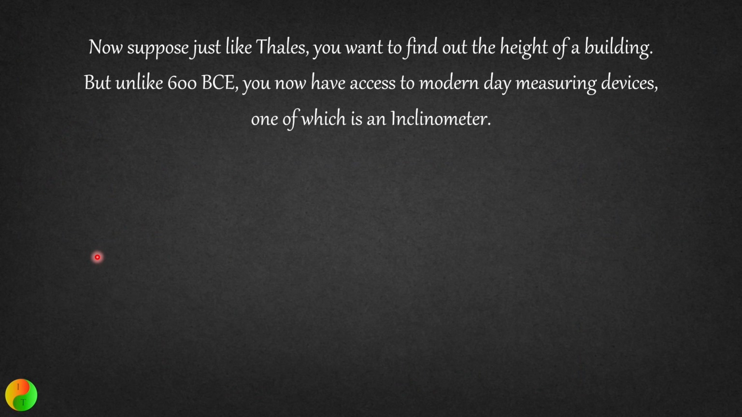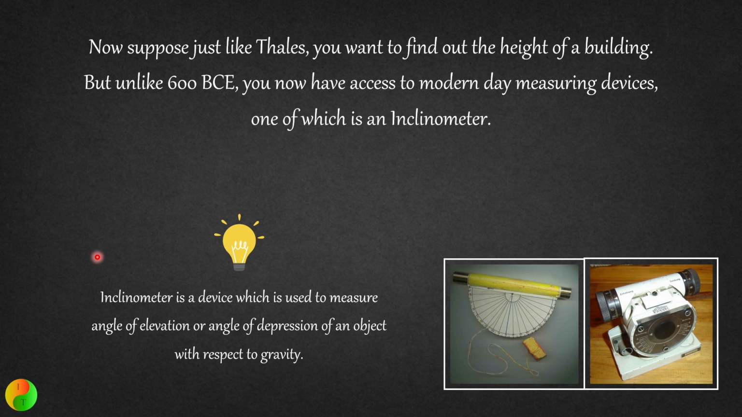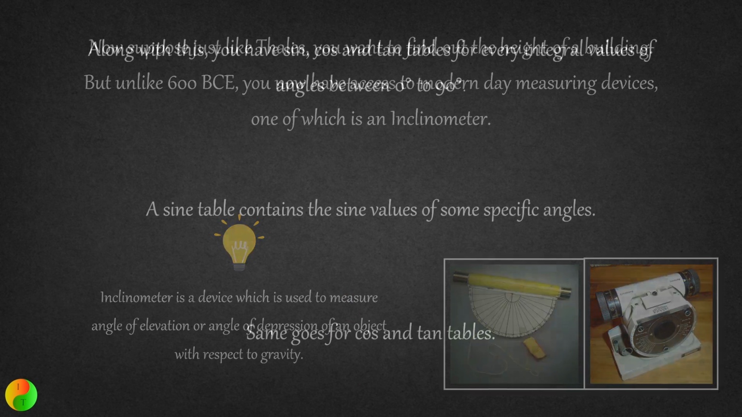Alright, now suppose just like Thales you want to find out the height of a building, but unlike 600 BCE, you now have access to modern day measuring devices, one of which is an inclinometer. Now an inclinometer is a device which is used to measure angle of elevation or angle of depression of an object with respect to gravity, that is downward direction.